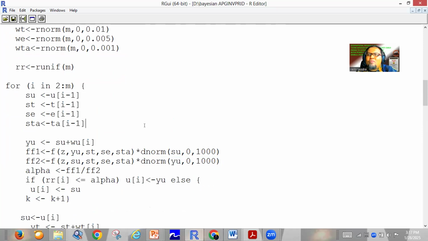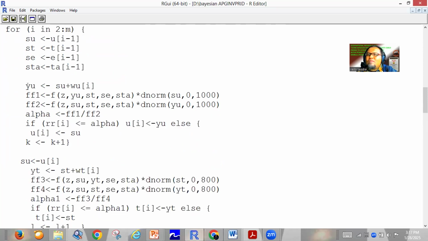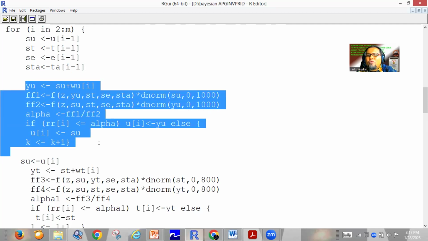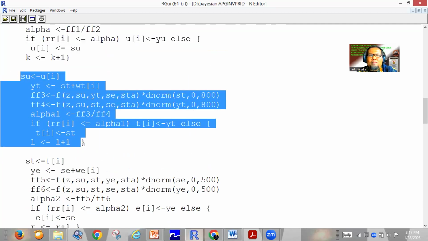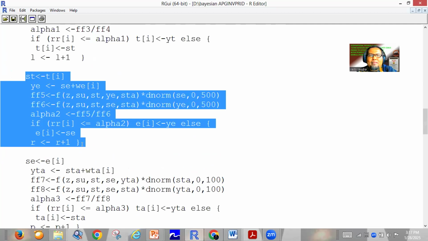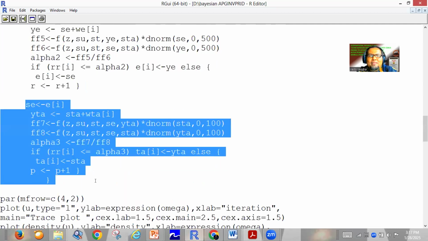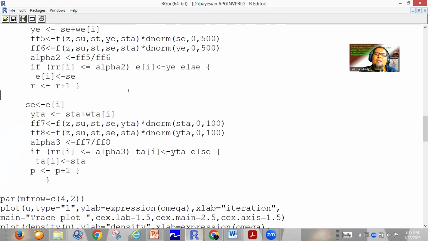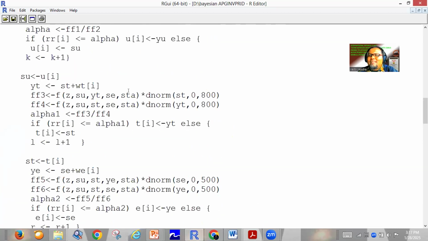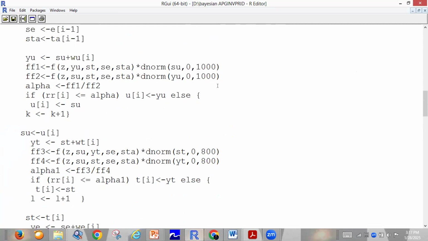Because we have four parameters, we have four posterior densities: this one for the parameter nu, this one for the parameter T, this one for the parameter E, and this one for the parameter TA. In this case, we do not directly run this program because we have run it before. If we discuss Bayesian MCMC, of course we need several runs of the program, so that is why we ran it before.